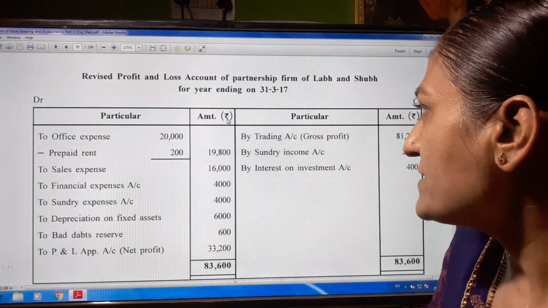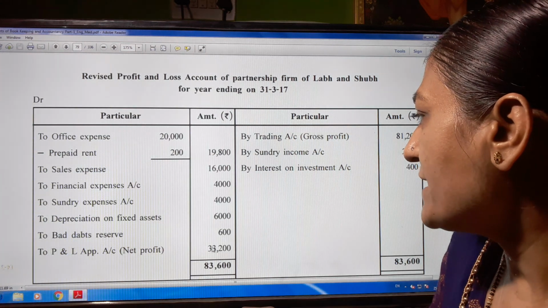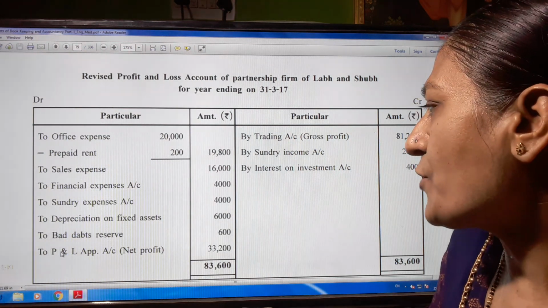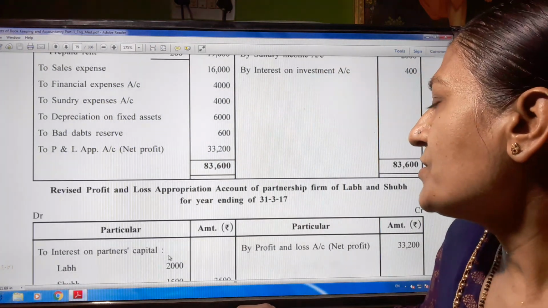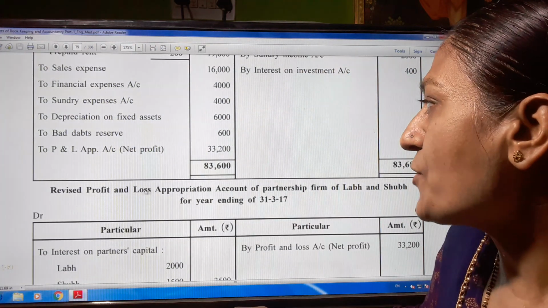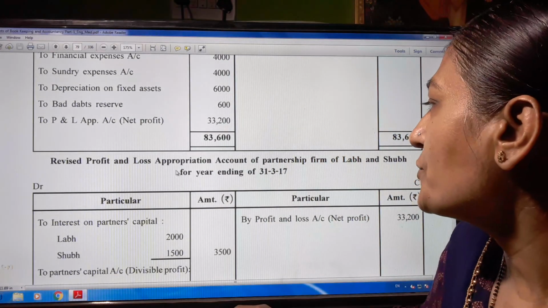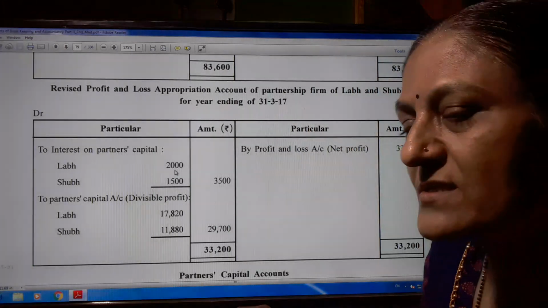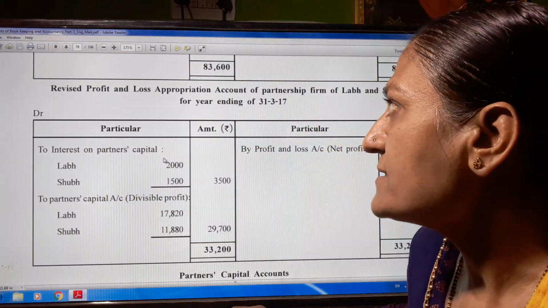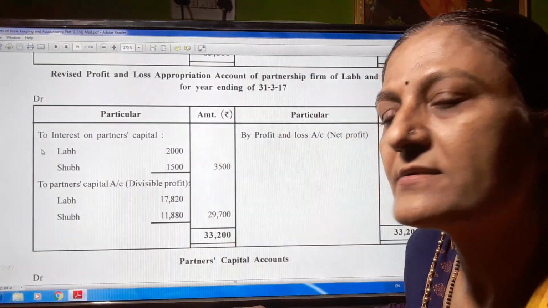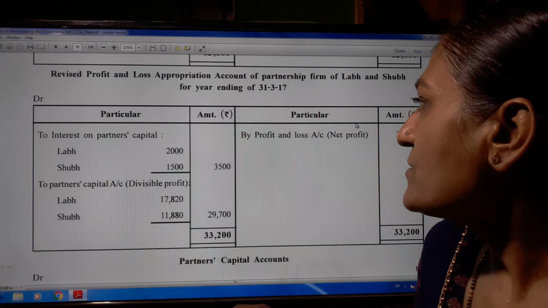And here the credit side is greater than the debit side. So the difference amount we write here, 33,200, to profit and loss appropriation account, net profit. So this way 83,600 is the revised profit and loss account of partnership firm of Labh and Subh for year ending 31st March 2017. Profit and loss appropriation account we prepare when there is a transaction between partner and partnership firm. So here debit side particular amount, credit side also particular amount.